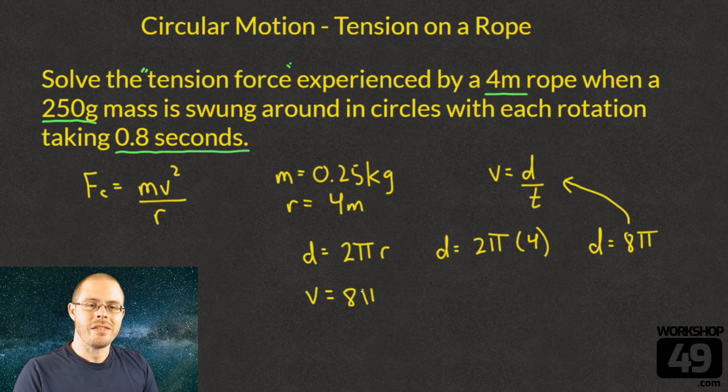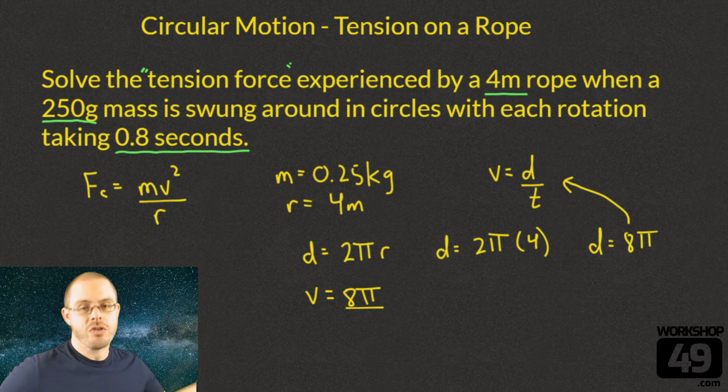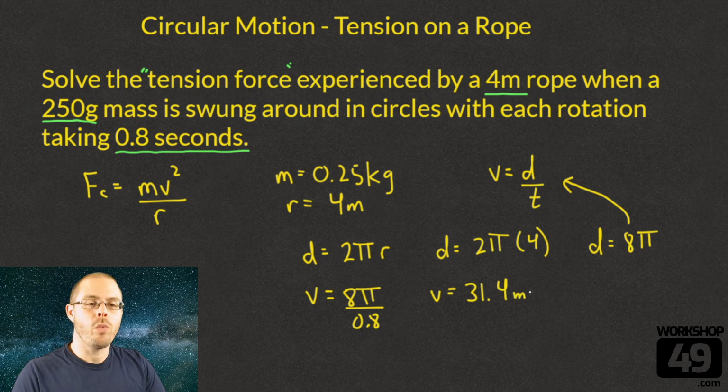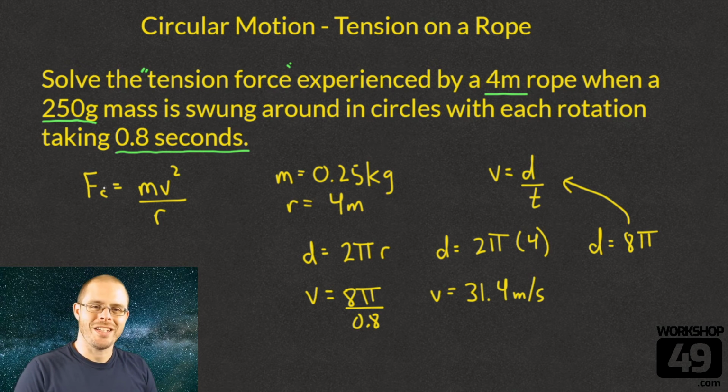So we get velocity is equal to 8 pi divided by the time it took to swing it around, which is 0.8 seconds. When we plug that into the calculator, we get a velocity equal to 31.4 meters per second. Now we know our velocity. So we want that centripetal force, that force that we have to hang on to, or else that mass swings out and flies through the air. That's the tension on our rope.